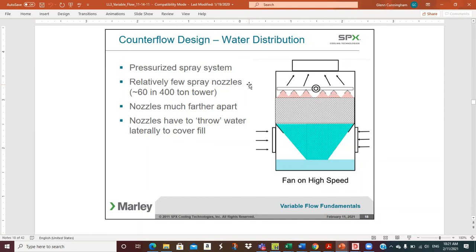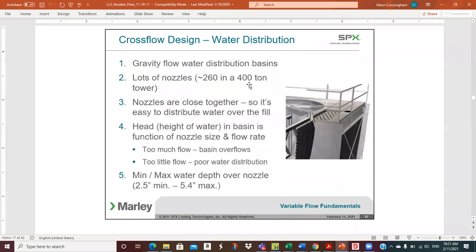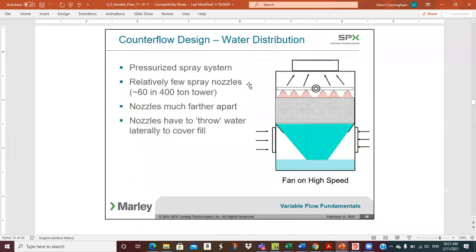They're saying about 60, and what do we have, about 260 in the crossflow design. So we've got only about 60 in this 400-ton tower. They're further apart, and the nozzles have to throw water laterally to cover the fill. And of course, one of your goals is to distribute the water well for the tower to work.